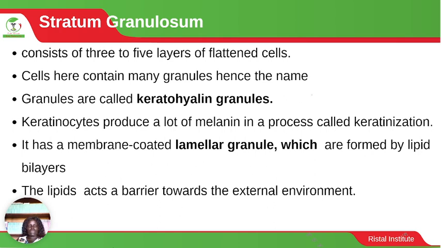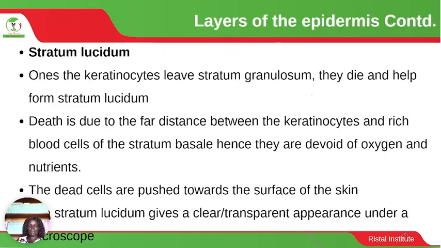Keratinocytes produce a lot of melanin in a process called keratinization, and it has a membrane-coated lamellar granule, which are formed by lipid bilayers. The lipids act as a barrier towards the external environment, and so it is what provides most of the protection to the skin, to the body.